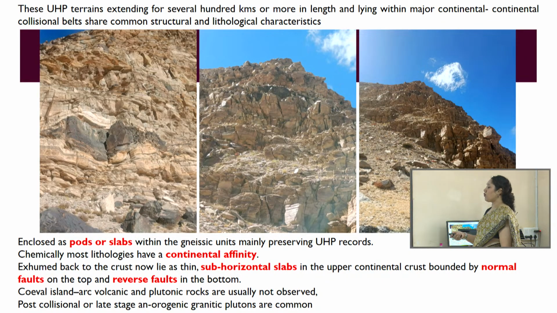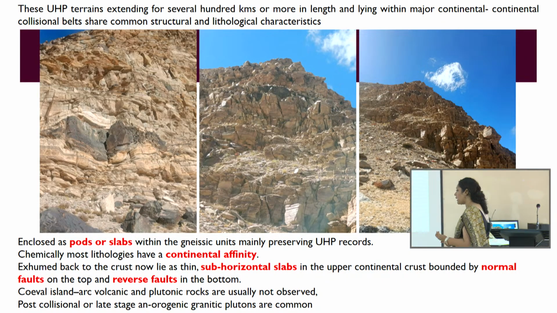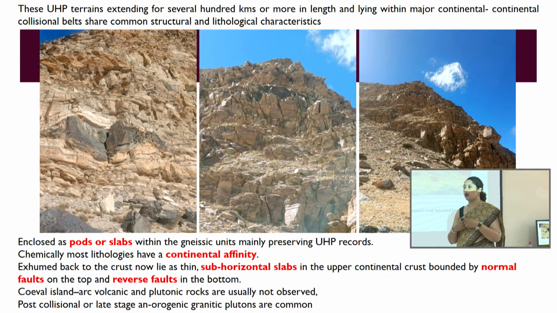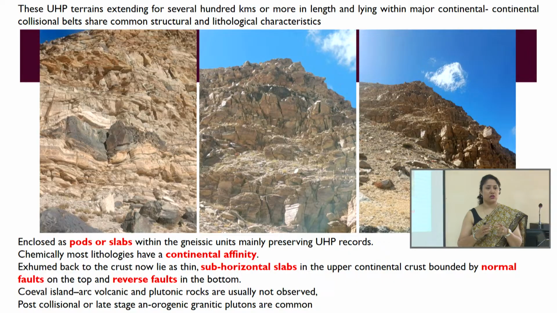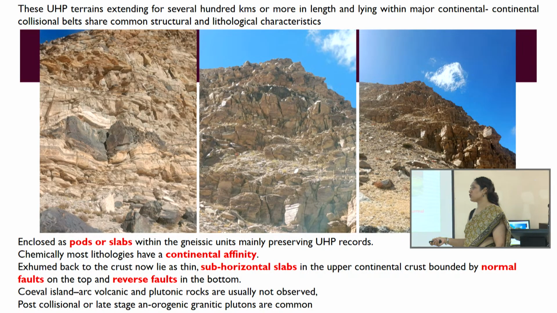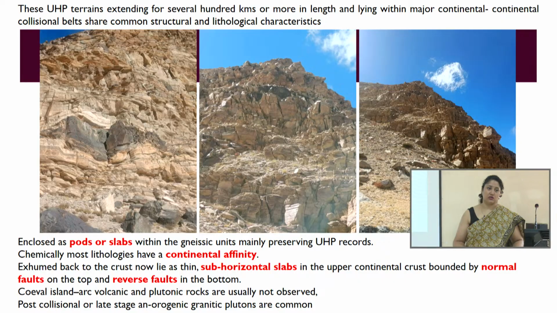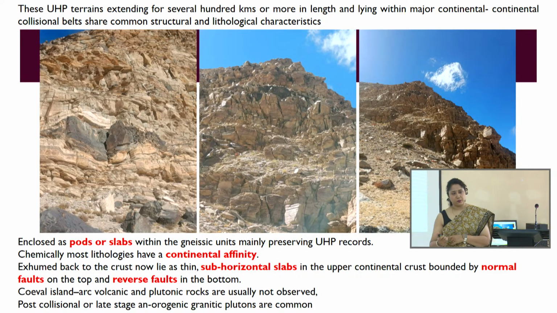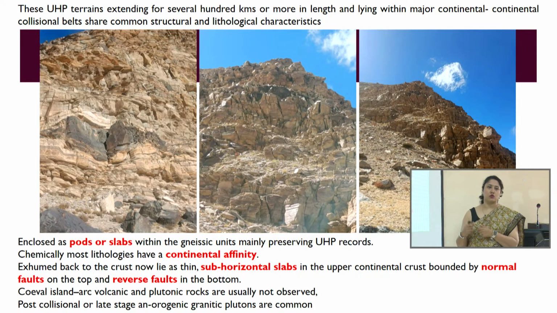Okay. What we also find is that we do not have any island arc, volcanic or plutonic equivalents associated with these terranes. So there is no subsequent magmatism that was happening. It was just an exhumation process. And yes, we do find late stage granitic plutons which are associated very close to these terranes, and in Somorari we have the Ladakh batholith which is very close.